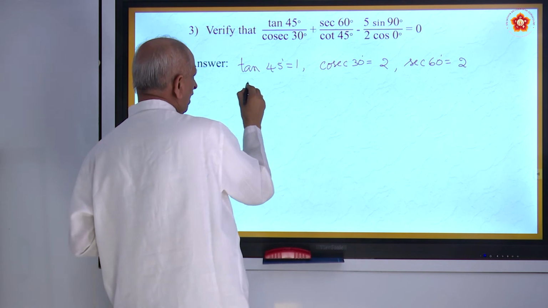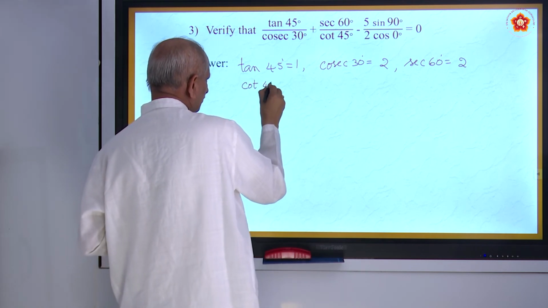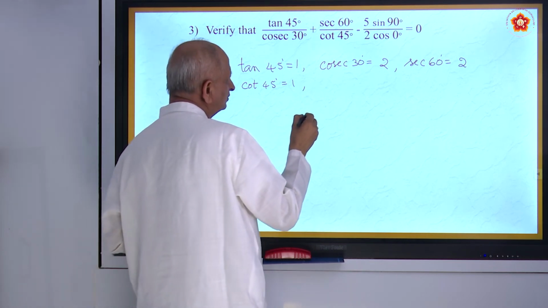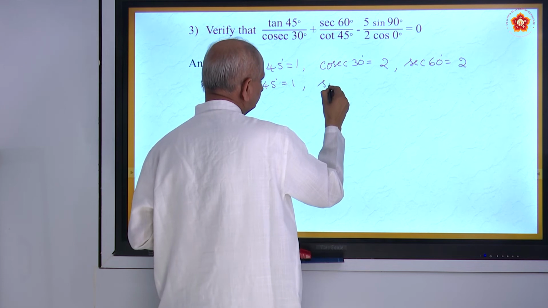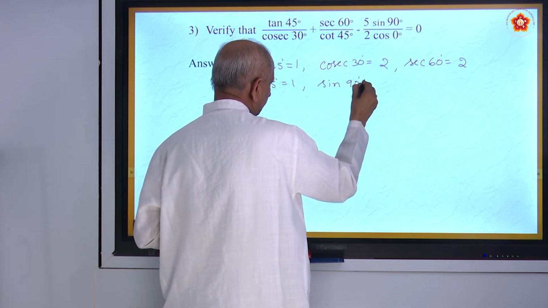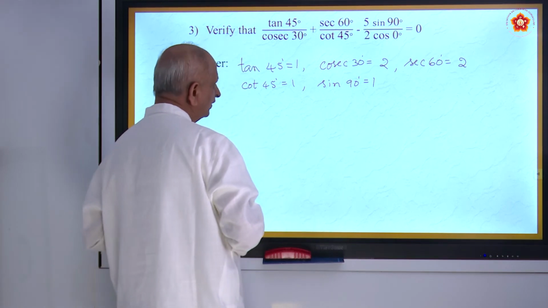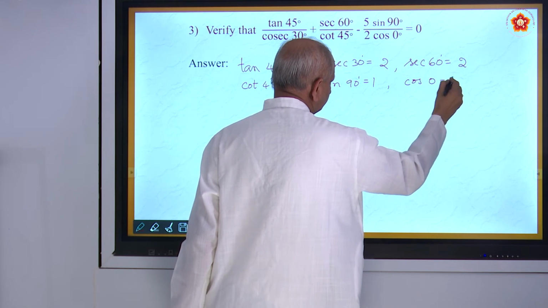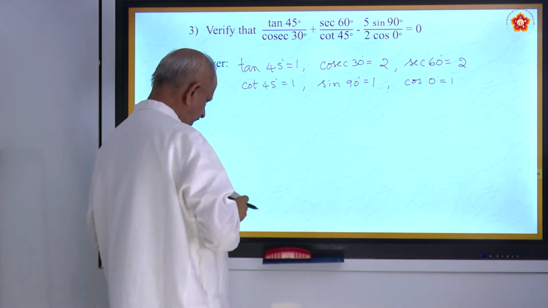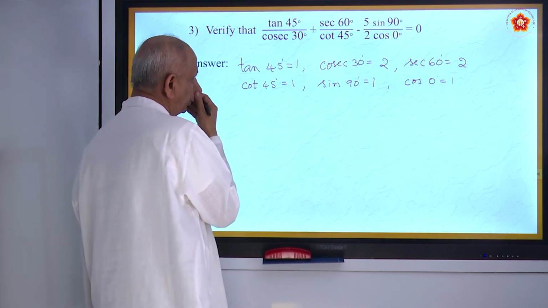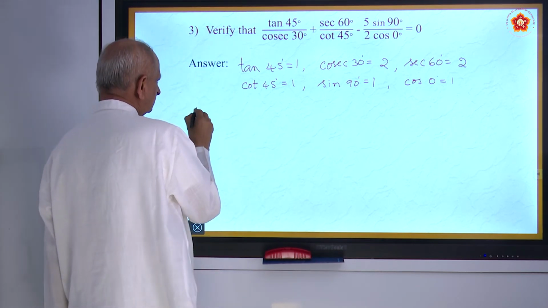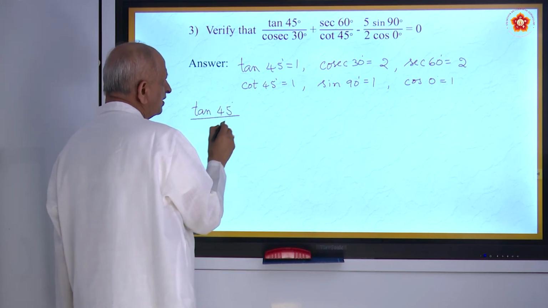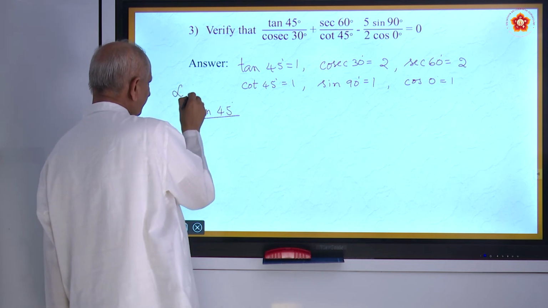And then you have cot 45, that is also 1, 1 by 1 is 1. Then we want sin 90. Sin 90 also is 1. Then cos 0. That is also 1. Cos 0 is also 1. Now use these values and find the value of that. So the given expression tan 45 by, you can write left hand side.